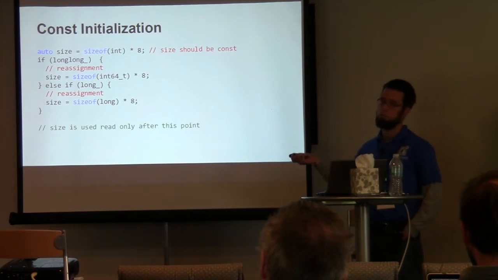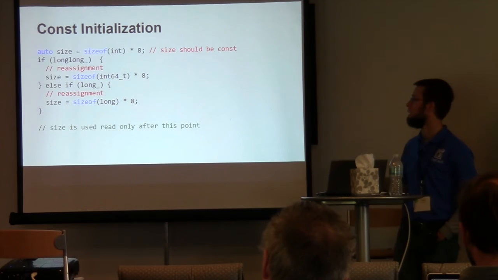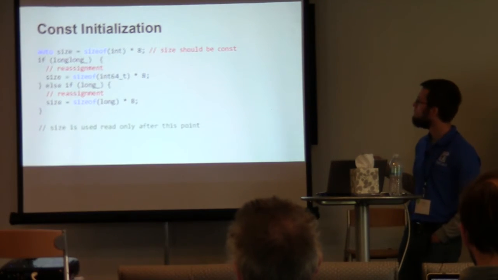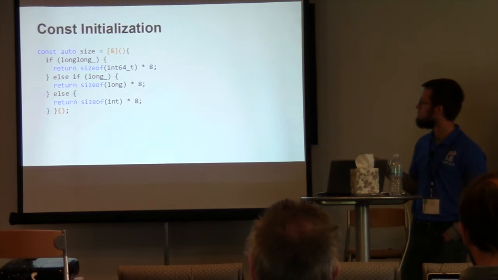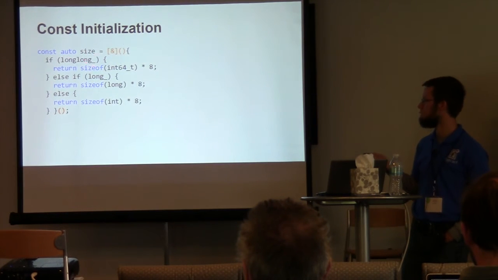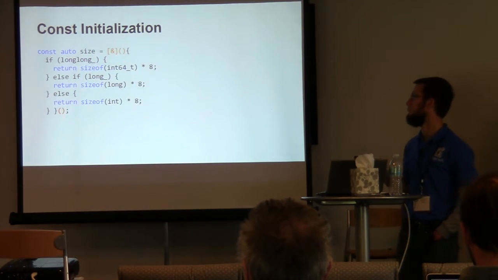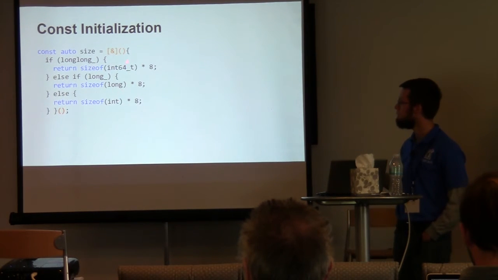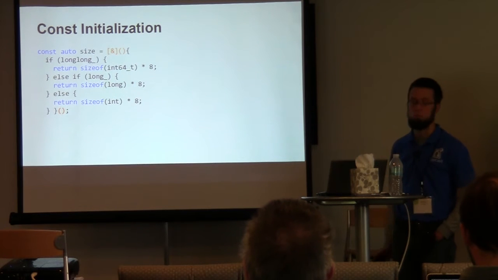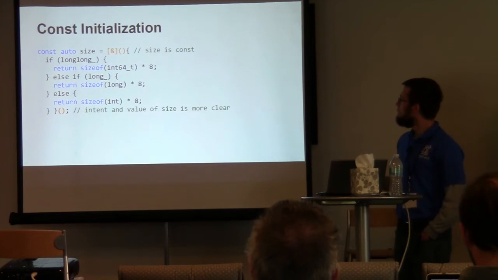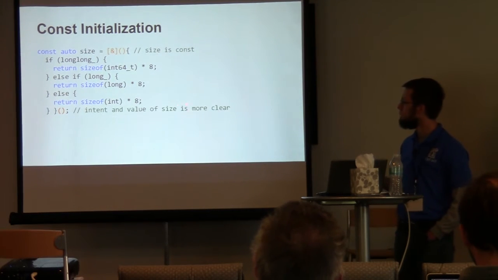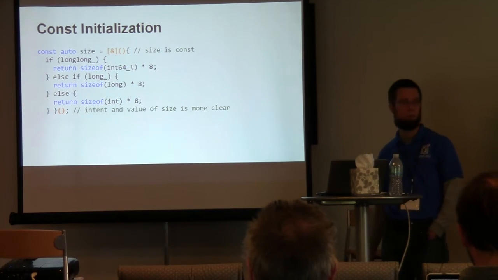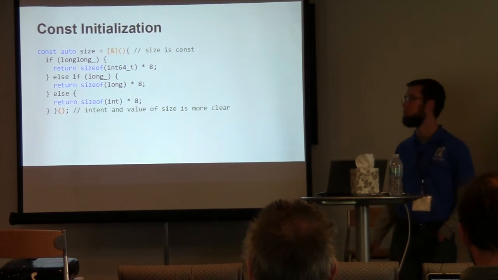I don't like this. Size should be const. And not like it really matters for integers, but there's a reassignment here. So we can make size const and, again, use an immediately invoked lambda to solve that problem, have slightly more correct code. And in my opinion, it makes the intent of our size variable more clear now because we see it only being assigned in one place.